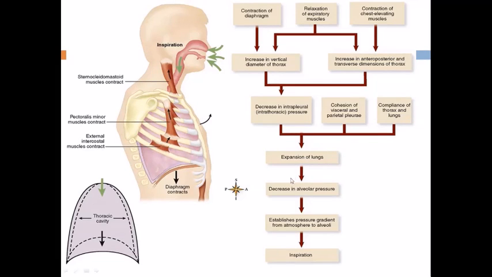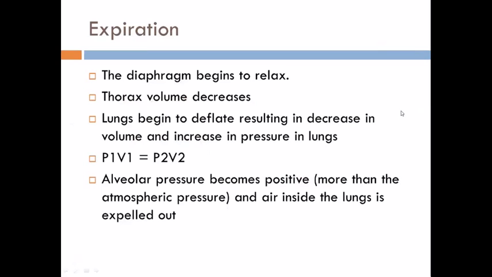And when you expand the lung, you decrease the pressure. This is because P1V1 equals P2V2, as I explained in the previous slide. And this establishes a pressure gradient, so the air can move from outward, an area of high pressure, to inward, an area of low pressure, and this causes inspiration. As you see, the thoracic cavity increases in size during inspiration. Moving on, let's study expiration.